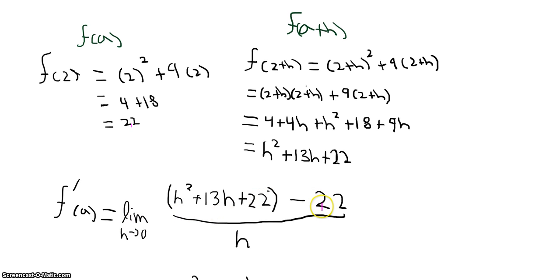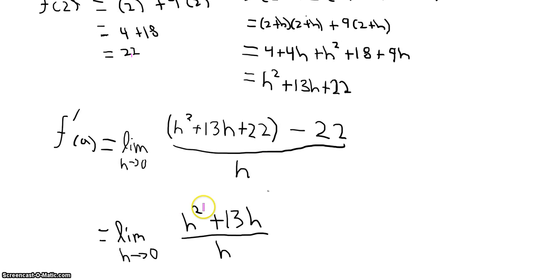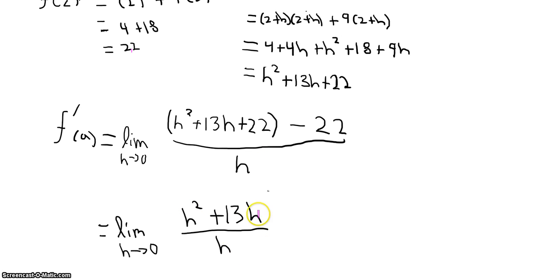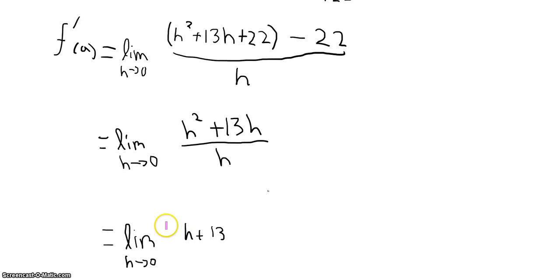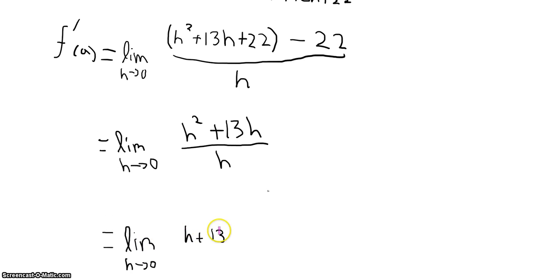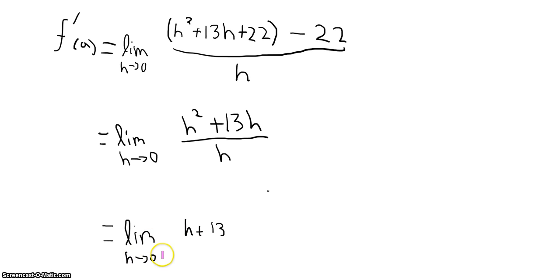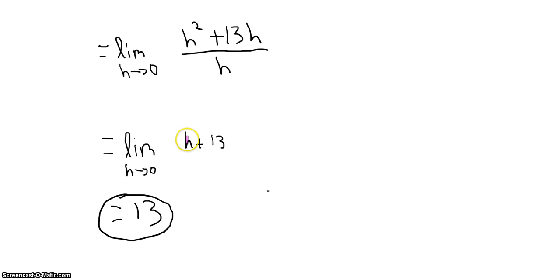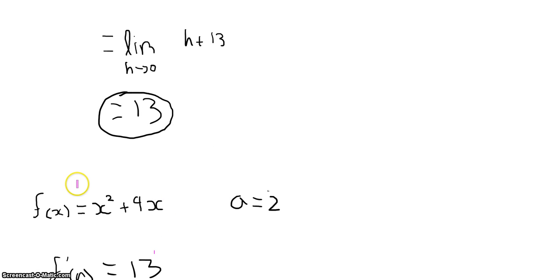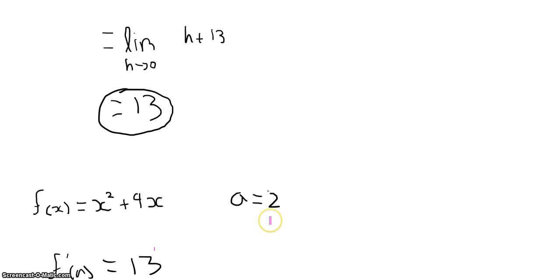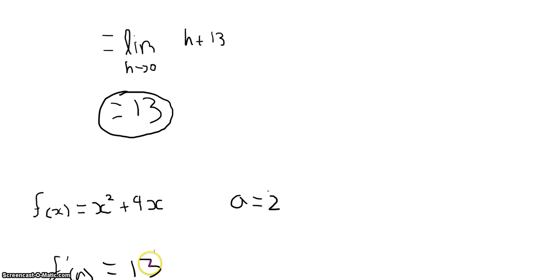You might notice that the 22's cancel out here, so you just get h squared plus 13h all over h. And then the h's cancel out, so you get the limit as h approaches 0 of h plus 13. And then finally, since you're finding it as h approaches 0, when h is 0, it's gone and you just get 13. So that'd be your final answer. So the derivative of f of x equals x squared plus 9x at a equals 2, the slope would be 13. The derivative would be equal to 13.